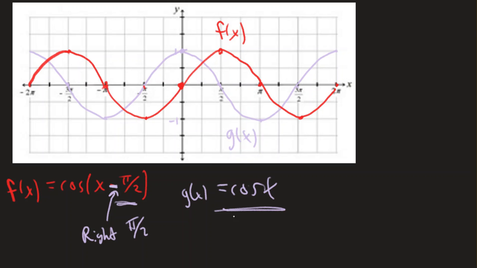I would graph this, or know how to graph this. I would know this is right pi over 2, and I would just shift it right pi over 2.